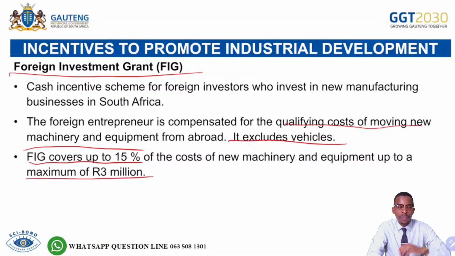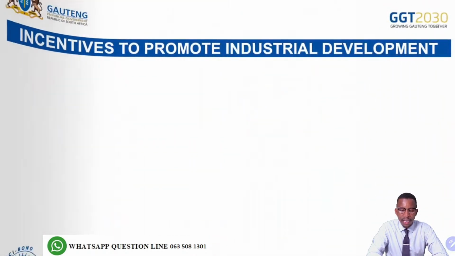So these businesses that are coming from other countries to South Africa will, when they move their material such as equipment and machinery, be given this foreign investment grant, which starts from 15% up to the 3 million, but it does not include the movement of vehicles from one country to another.